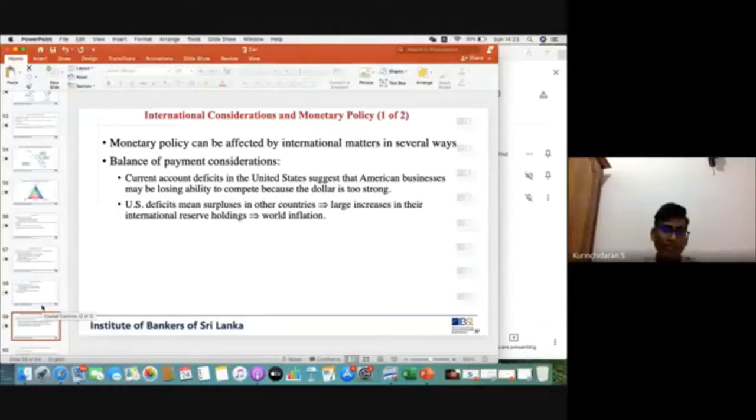You can think of China and the US. China controls its exchange rate, maybe undervalued, so it keeps its products more competitive in the international market. But the US has a free float, so its dollar is stronger, and its products are very costly in the international market.